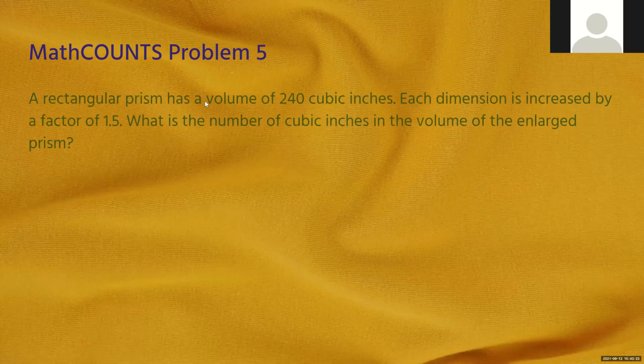So we will be going over another MATHCOUNTS problem. A rectangular prism has a volume of 240 cubic inches. Each dimension is increased by a factor of 1.5. What is the number of cubic inches in the volume of the enlarged prism? So put your answers in the chat, and if you have any questions, feel free to ask them.